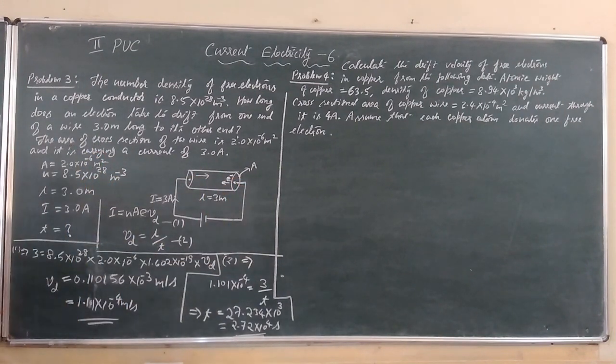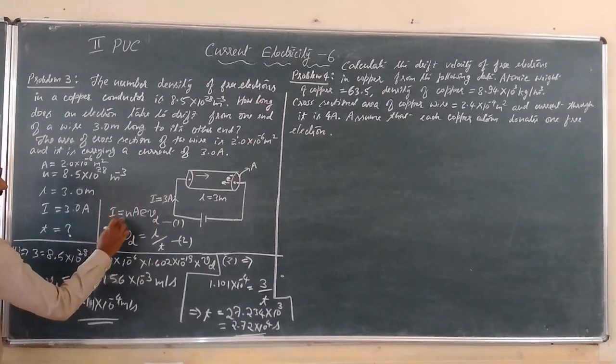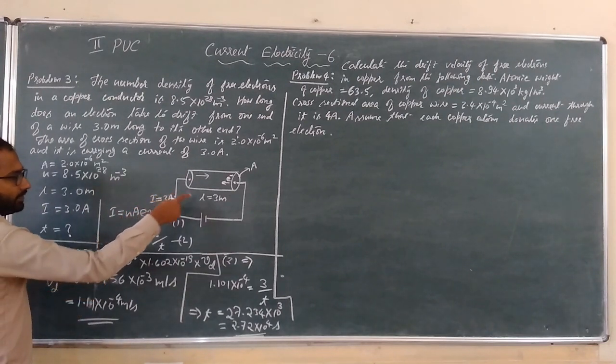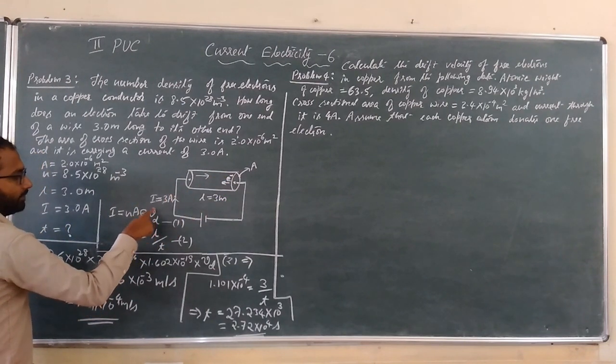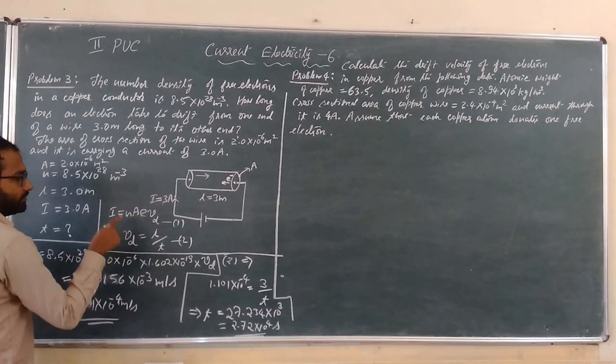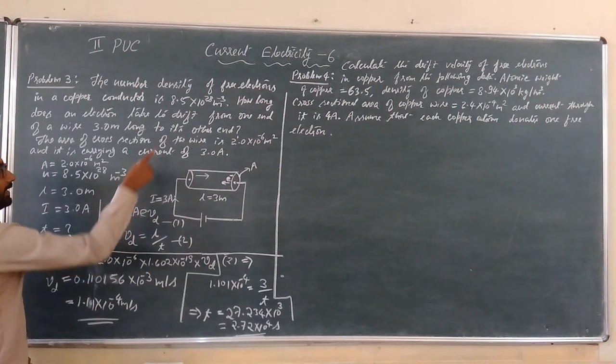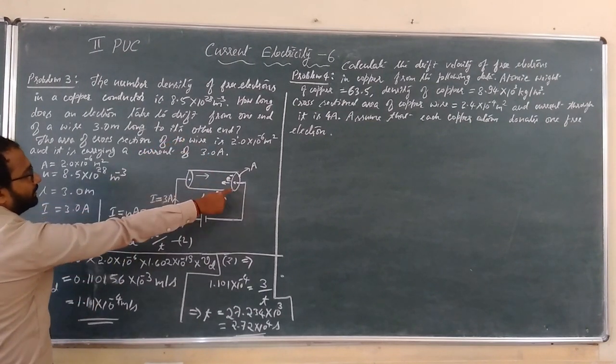Okay, the simple problem, this is the equation used, I is equal to nAeVd. I is given, what is the current flowing through the conductor; the number density of the electrons is given, that is the number of electrons per unit volume; A is the area of cross section of the conductor; e is the charge of the electron. Thereby you can calculate the drift velocity. Once you calculate the drift velocity, you can calculate the unknown.